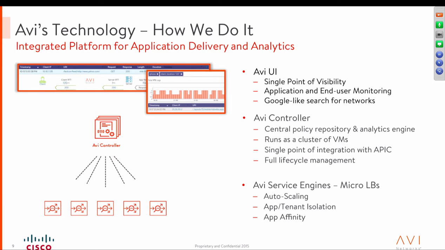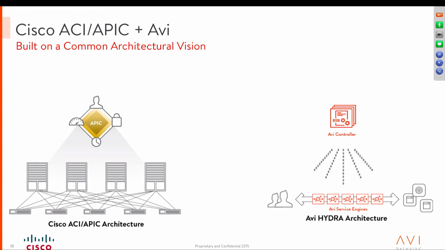That brings us to the joint solution aspect. So we saw an overview of Cisco ACI with APIC, and we saw an overview of Avi. Now, how do these solutions map to each other, and how do they work together? First, you can see on this slide the similarity and commonness of the architecture. Both Avi and Cisco are built on SDN principles, where you have a centralized controller.